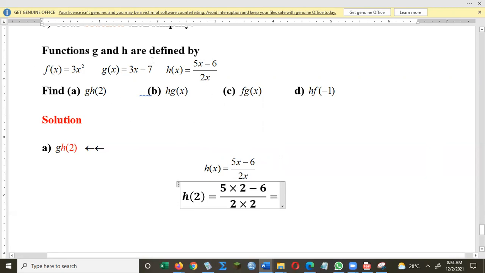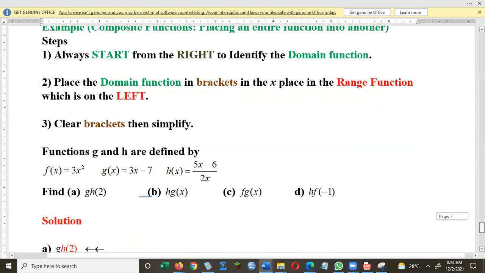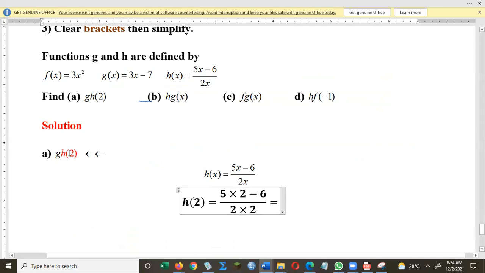So look, we have another example, F, G, H, and we find H of 2 now. And we just started it. We're starting from the right. Bear in mind, if you can recall the steps to find composite functions, you always start from the right to identify the domain function. So in our example, from the right, we see H of 2. So we have to find what is H of 2. We have to use H of X to find what is H of 2.